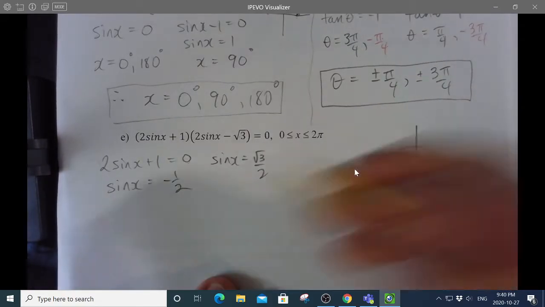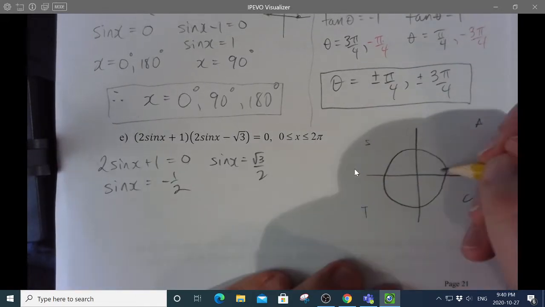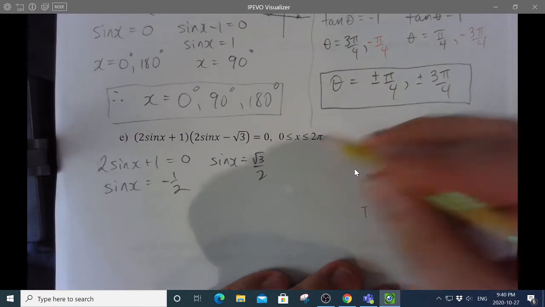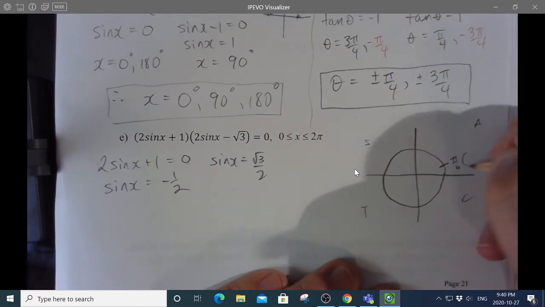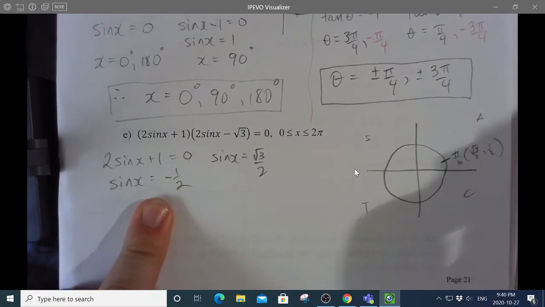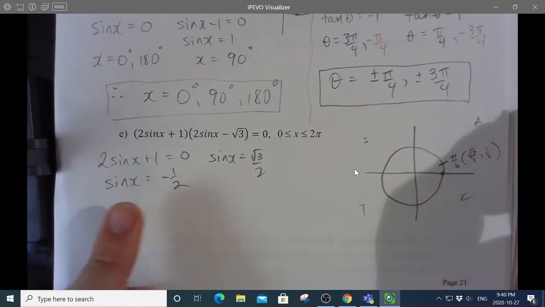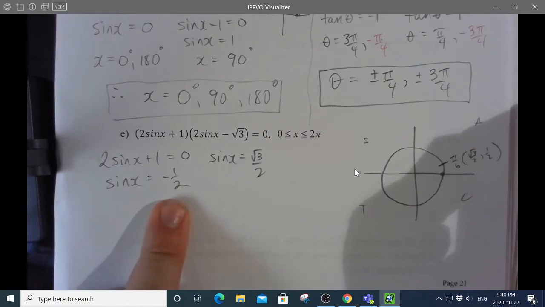Okay, where do I get sine values of a half? Sine is a half at 30 degrees, or sorry, we're in radians, at pi by 6, right? Because that's √3/2, 1/2. So sine is going to be a half at pi by 6. So when is sine -1/2? And I'm going from 0 to 2 pi. So starting here and going around once, how many times does sine get to be -1/2?